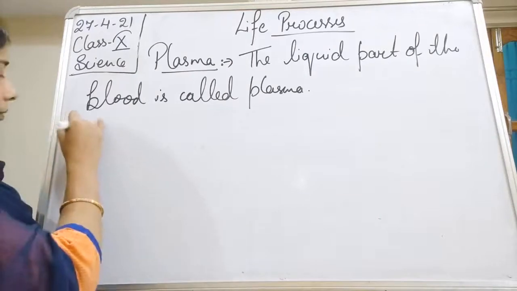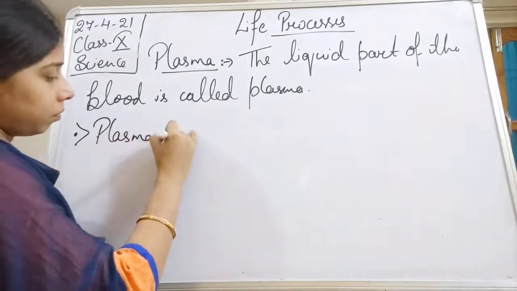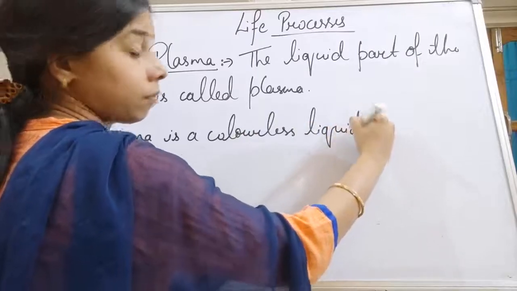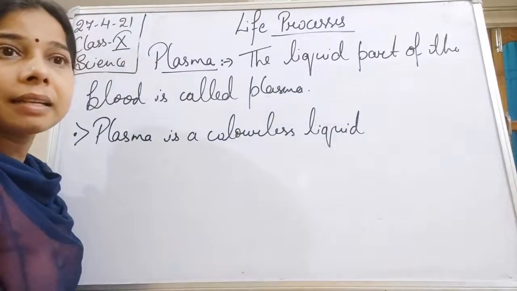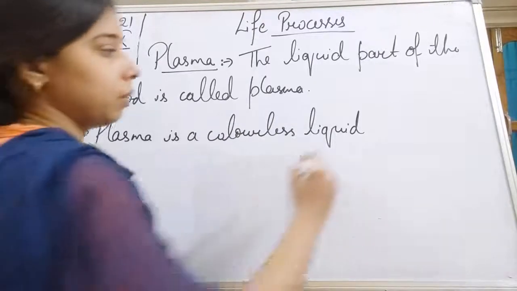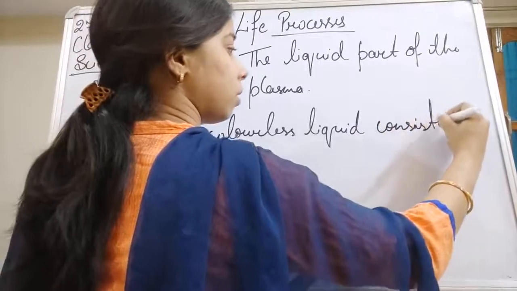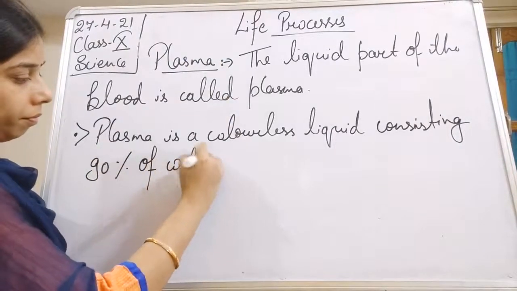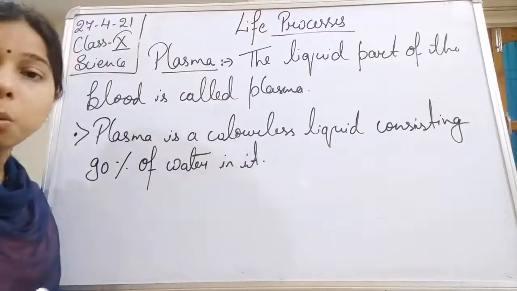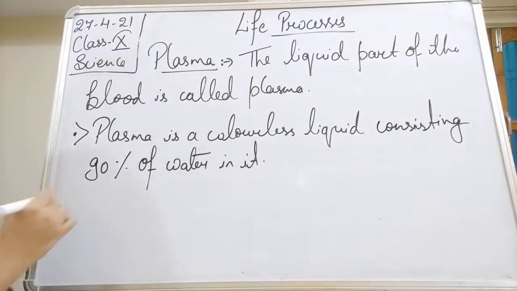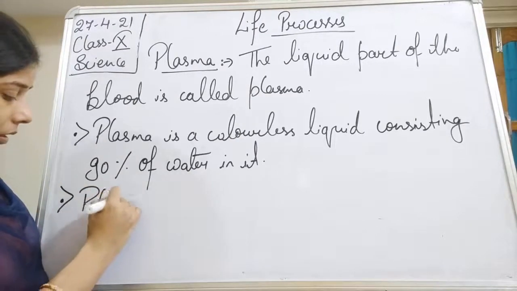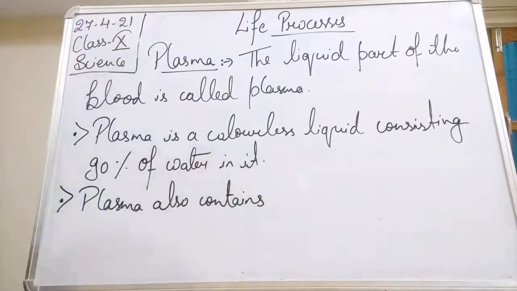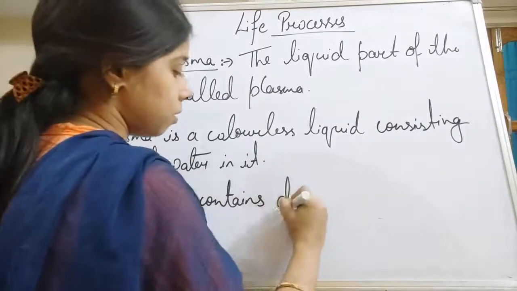So plasma is a colorless liquid which basically consists of 90% water. Plasma also contains dissolved substances.